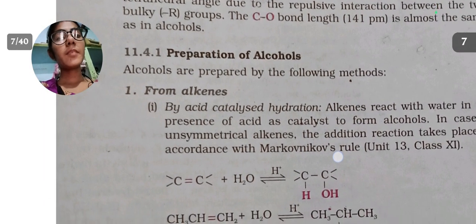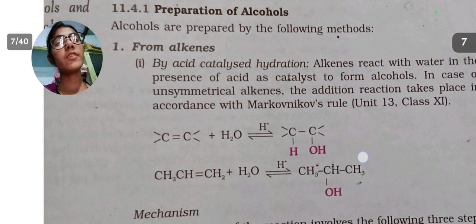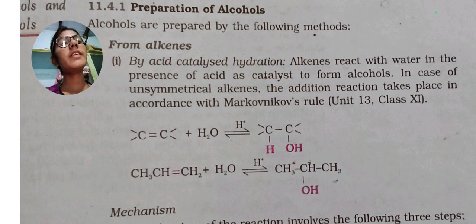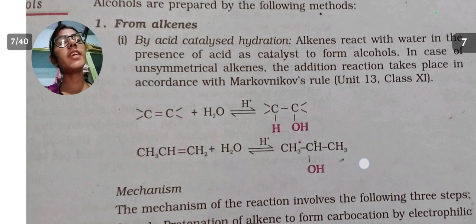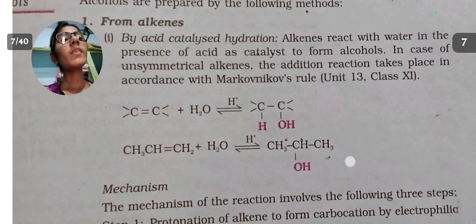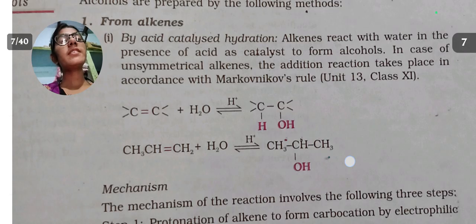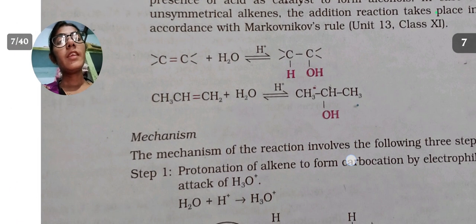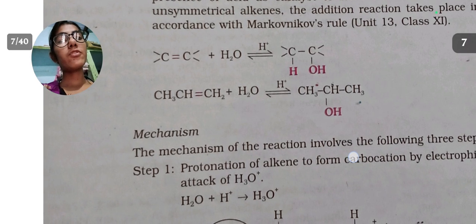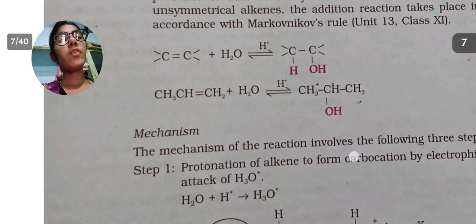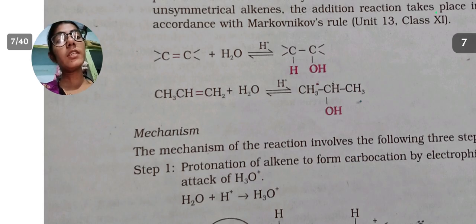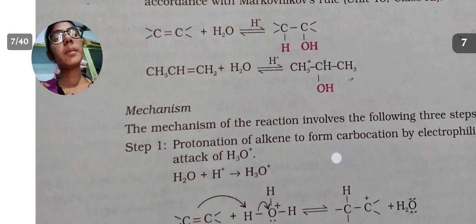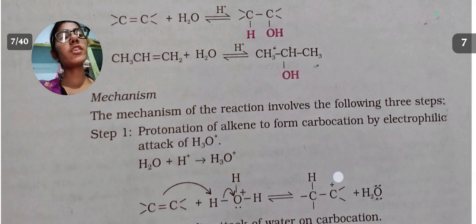Then is the preparation of alcohols. First is from alkenes, by acid catalyzed hydration. Alkenes react with water in the presence of an acid catalyst to form alcohols. In the case of unsymmetrical alkenes, the addition takes place according to Markovnikov's rule. C double bond C plus H2O gives CH and C with OH added. The mechanism of the reaction involves the following three steps.